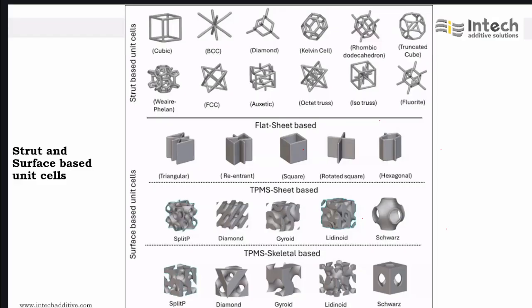Then we have flat sheet-based unit cells. They are made of flat surfaces like folded origami, and they are lower in complexity than strut-based. We would be using these kind of unit cells where it demands high strength to weight and moderate complexity. So these are very easy to generate. Is it clear? Yes, sir.